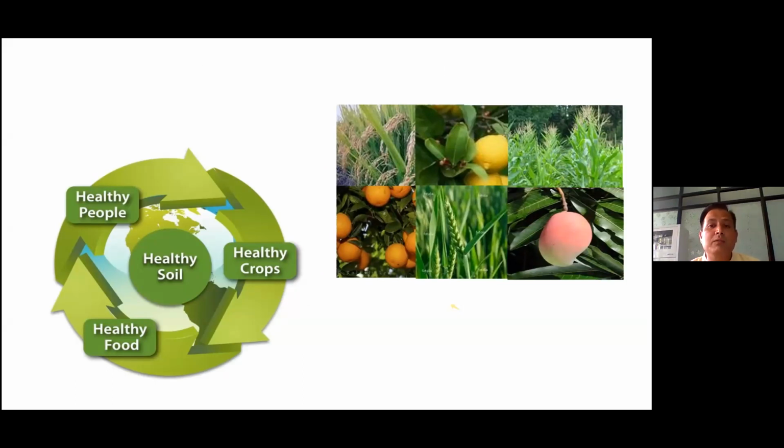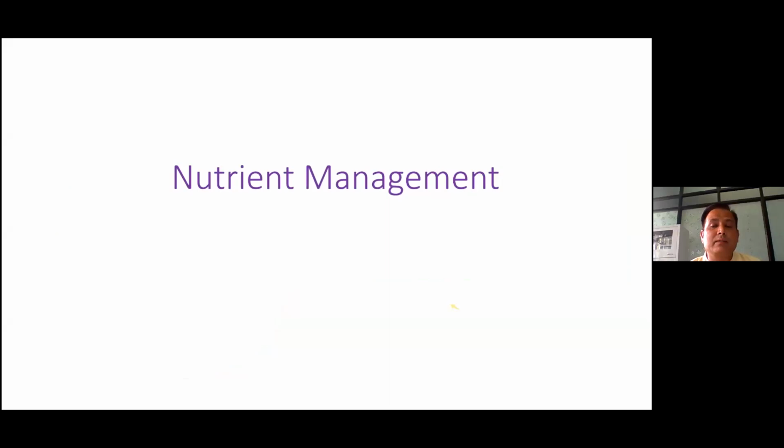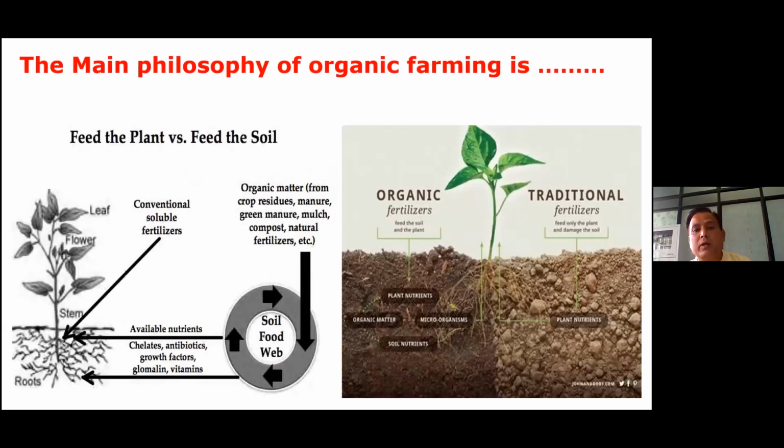Now, coming to the point: most of the areas in mountain regions are by default organic. They have not tasted the fruits of the green revolution. And now the point is that farmers do not know the many sources by which they can fulfill the crop demands. So today I am going to discuss a few options by which we can manage the organic production system. Friends, as I told you earlier, the whole philosophy here is to feed the soil, not the plant.